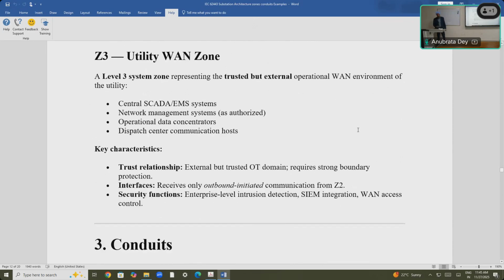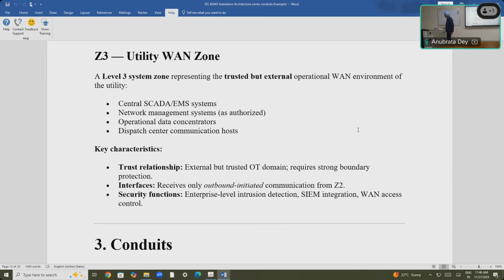And Zone 3 is your utility WAN zone, which is central SCADA, EMS, network management system. You will have an operational data concentrator. These are again some examples. Dispatch center communication, host. So the relationship is it's external but a trusted OT domain, and it will require a strong boundary connection. It receives only outbound-initiated communication from Zone 2. That's the only information it can get. And then you will have enterprise-level intrusion detection, we will talk about this tomorrow, and also a little bit of SIEM, which is again a management system, and it will have WAN access control.